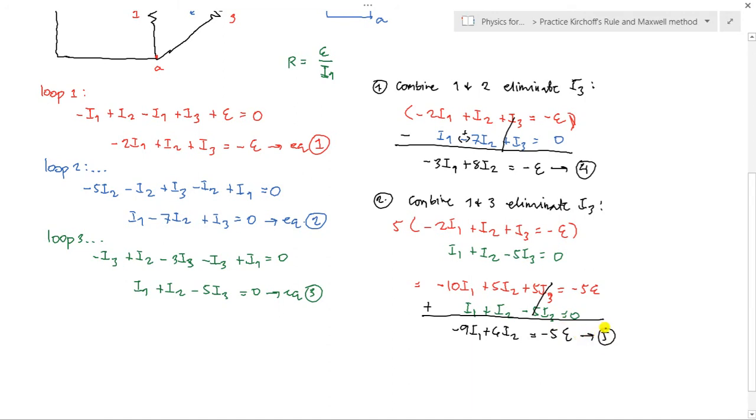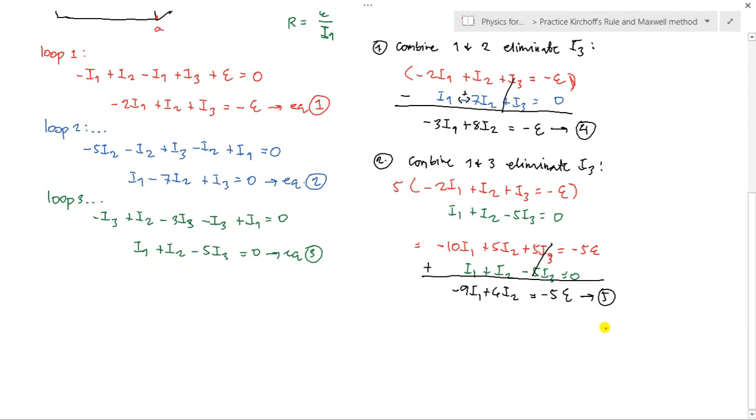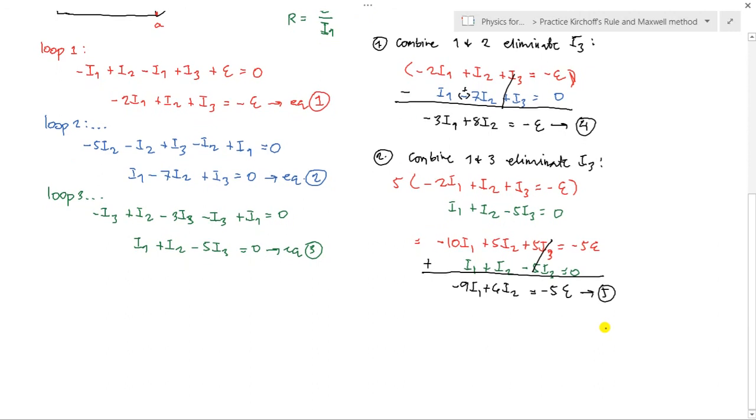So now we have two equations in terms of I1 and I2 alone, so we can combine them to solve for I1. So the third combination, combine equations 4 and 5 and eliminate I2. Okay? So are you still following, class?